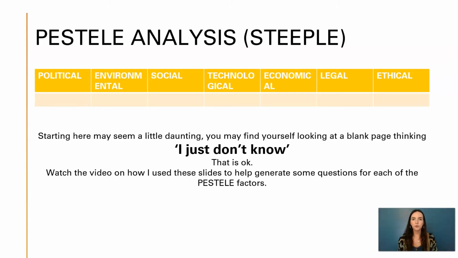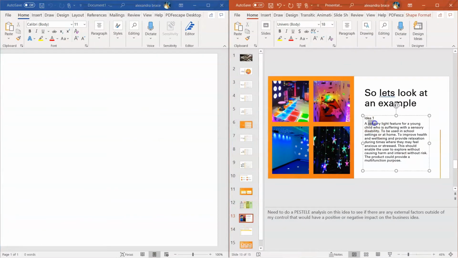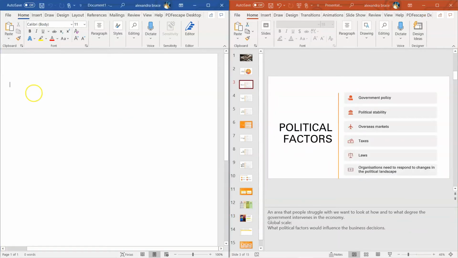So you will need to open a Word document and the slides on this PowerPoint, which you can find in the Teams files section, to help you start your PESTELE analysis journey. Okay, so we're going to look at how to start a PESTELE analysis. I've got an example of a product idea here to create a sensory light for a young child suffering with autism or a sensory disability.